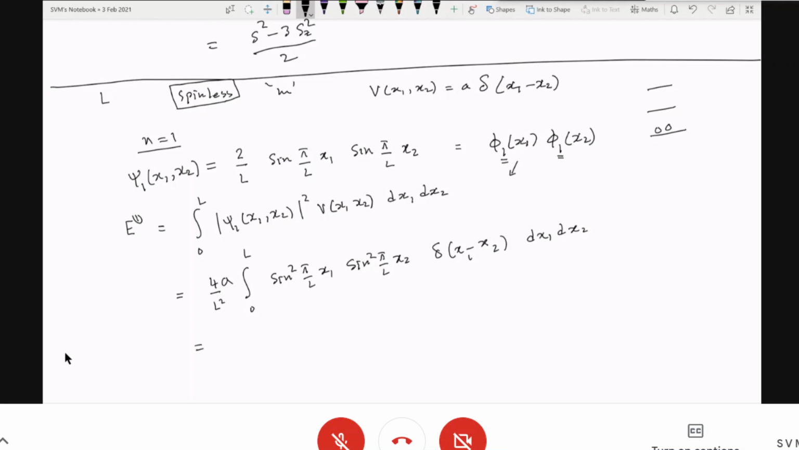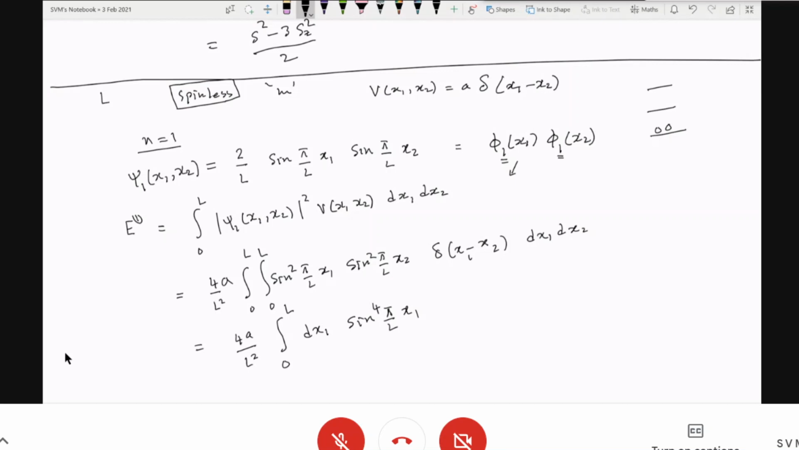Let's say we integrate over x2, so I have 4A by L square. The integral, both of them are between 0 to L and 0 to L. So one integral is dx1 and sine. If you put x2 equal to x1, then this will be same as this. So it will be sine to the power 4 into pi by L into x1. So this integral you have to do.